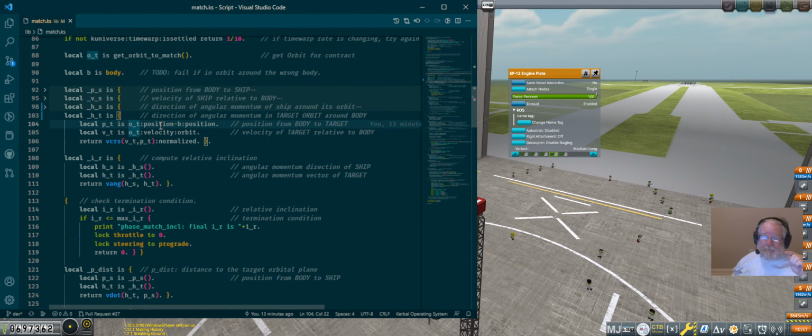Close it. IR is our relative inclination. Sorry about the short names, but I'm having to use these all over the place, and I don't want to go full Java on this. To get that, we compute our ship angular momentum direction and our orbit angular momentum direction, and we use VANG to say what's the angle between them in degrees. All done.